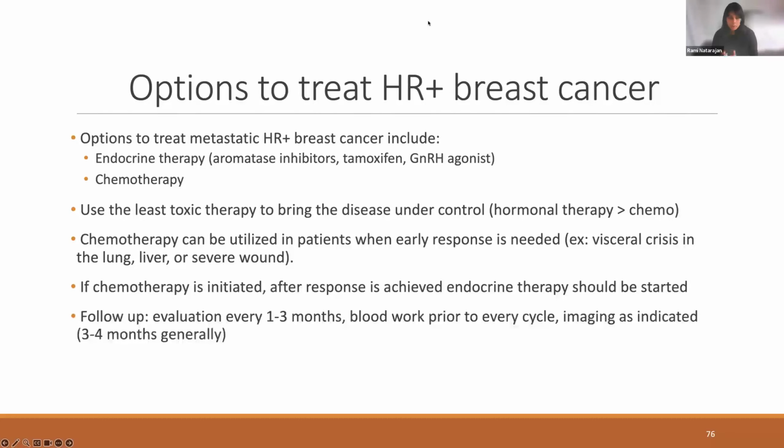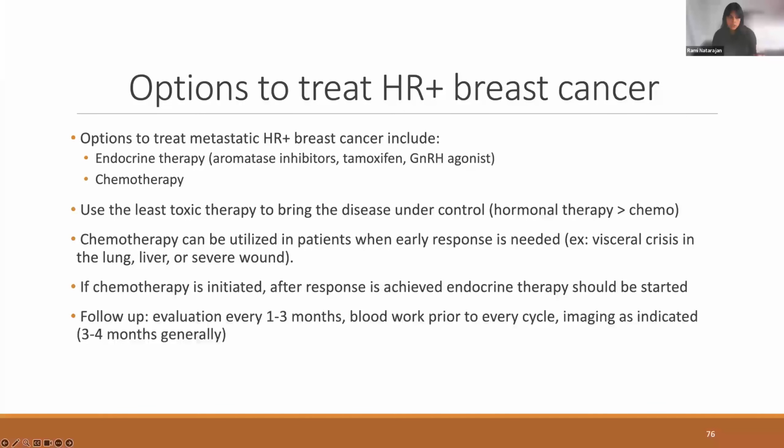So we use the least toxic therapy to bring the disease under control, and this is generally hormonal therapy, but we can use chemotherapy in patients when we need a very early and fast response, and this is what we call when patients are in visceral crisis. So if a patient has a high burden of disease in the lung or the liver, or a very severe wound, or liver with LFT abnormalities, we try to reach for chemotherapy because we want to have a fast response. It's a faster response than endocrine therapy for most patients.